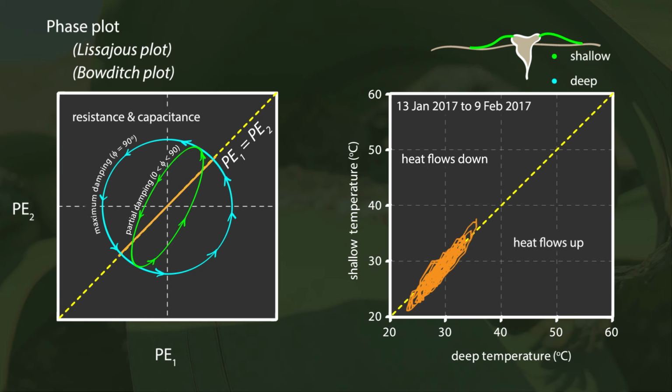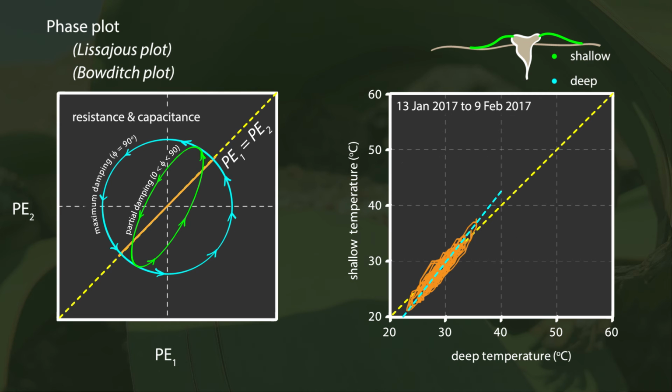Here are the data, which form a series of loops, one loop corresponding to one day. You can see that the data cluster around the line of equality. There is a slight slope to these data, indicating a gain greater than 1, but not by much. The eccentricity of the oval is also slight. This is a system dominated by resistance.